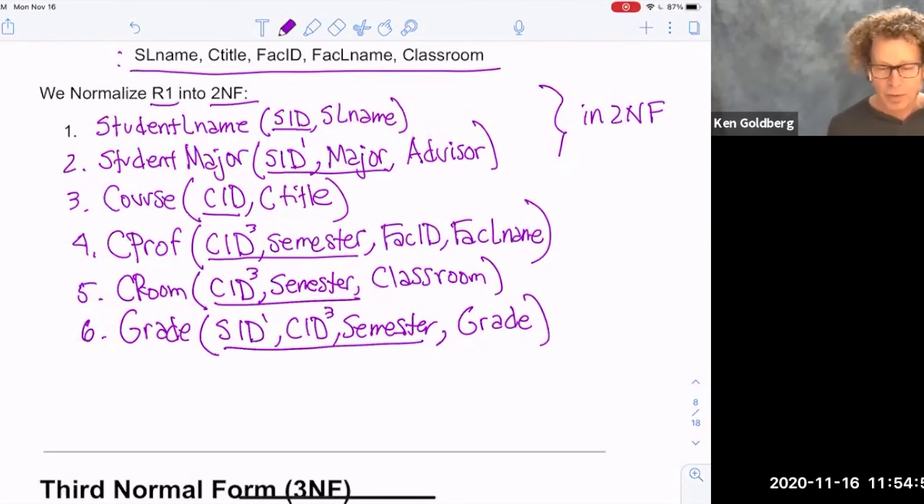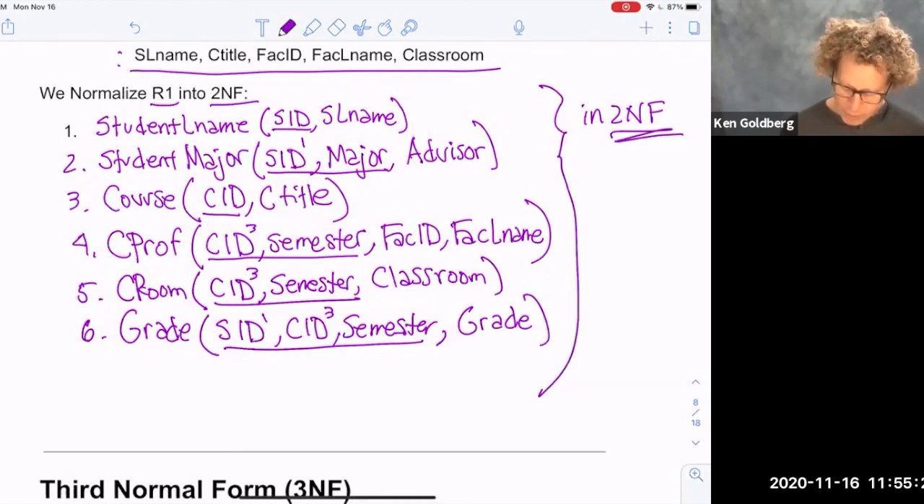And the grade depends on all of those, right? If you just have student ID, that's not going to determine the grade. And the course is certainly not going to determine the grade. So do you see why grade is fully functionally dependent on the candidate keys? Does that make sense? And classroom is fully functionally dependent on the combination of CID and semester. Okay, so all of these now are in second normal form. All attributes, all non-prime attributes.